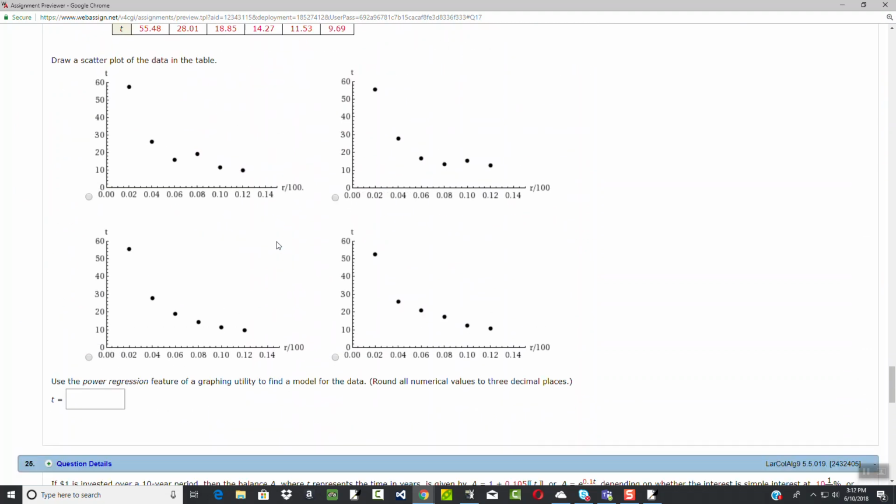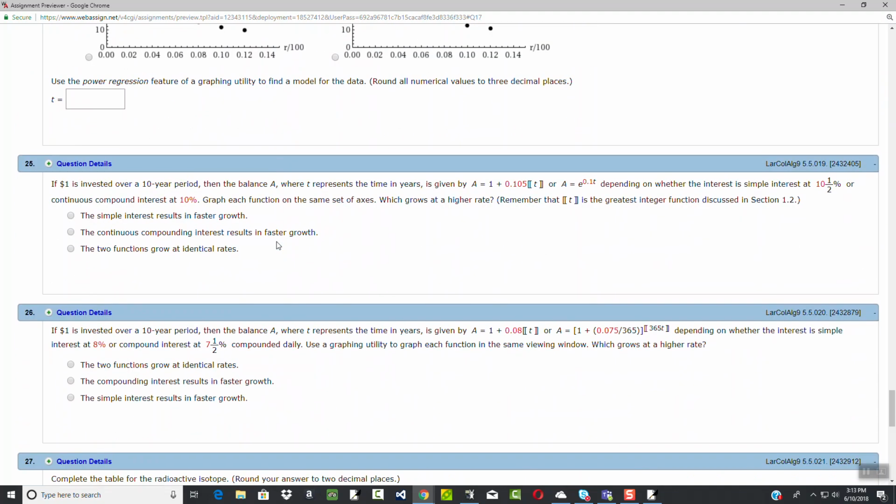25. Dollars invested over a 10-year period. Then the balance A, where t represents the time in years, is given by this formula here, or A is equal to this. 10%, graph each function in the same set of axes. Don't worry about this one. This is the greatest integer function, but to be honest, I don't know how to do that on the Desmos website I've been pointing to. So don't worry about this one. It won't be on the quiz.